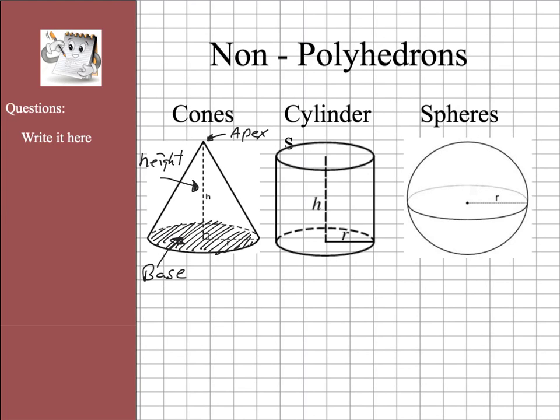The definition of a cone is a 3D shape, a 3D figure that tapers smoothly from a flat base to a point called the apex. Okay, that point is the apex.